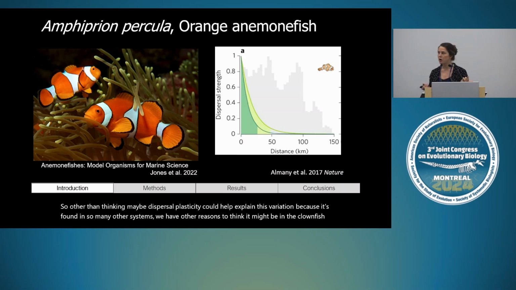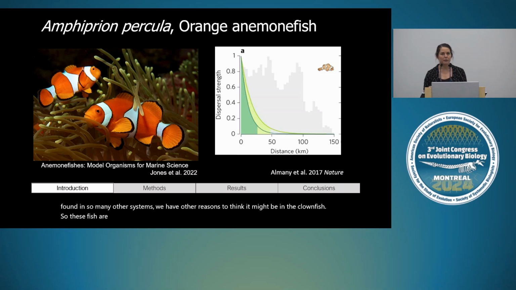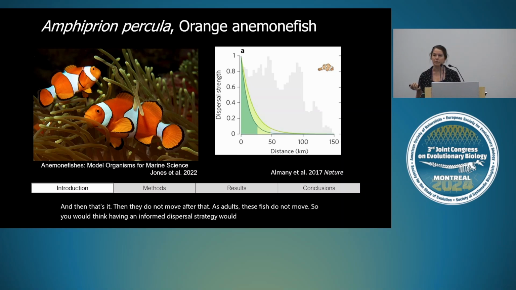So these fish are demersal spawners. The males provide parental care, they hatch, and then they disperse as teeny tiny little larvae. And then if they're lucky and they don't get eaten, they'll settle in another anemone away from their parents' anemone. And then that's it. Then they do not move after that. As adults, these fish do not move. So you would think having an informed dispersal strategy would be really important in this system.